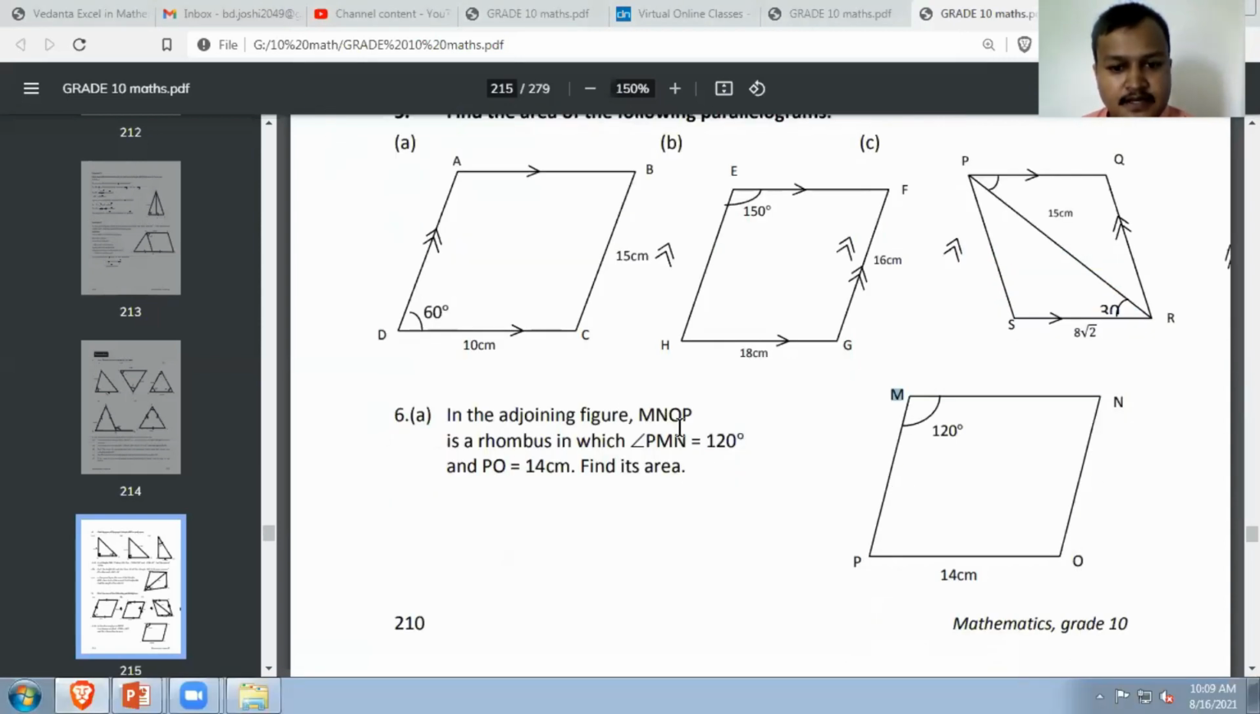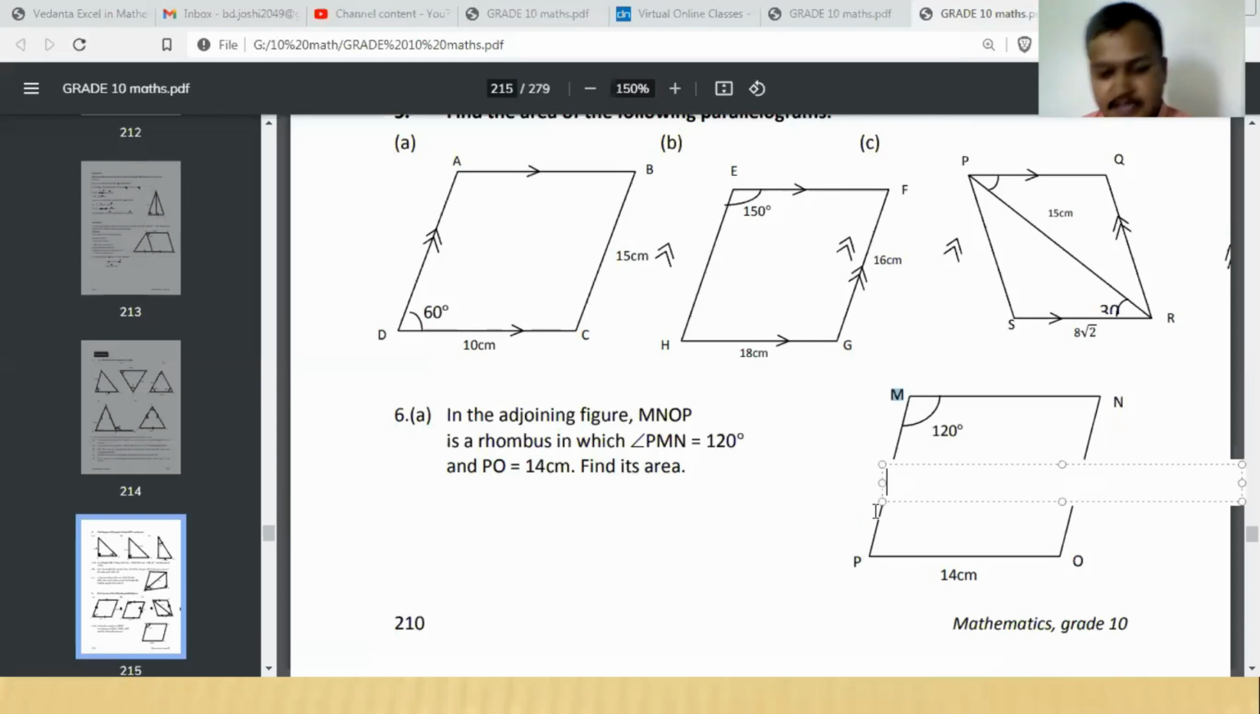In the adjoining figure, MNOP is a rhombus in which angle PMN is 120 degrees and PO is equal to 14 centimeters. Find its area. If PO is 14 and it is a rhombus, the other sides are also 14 centimeters. All sides are 14 centimeters because it is a rhombus.